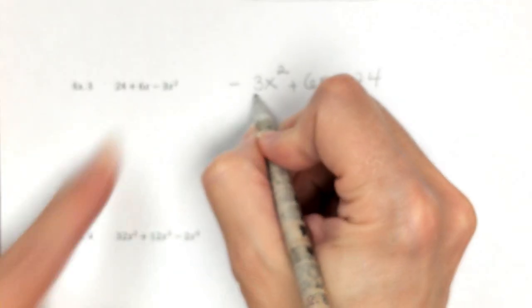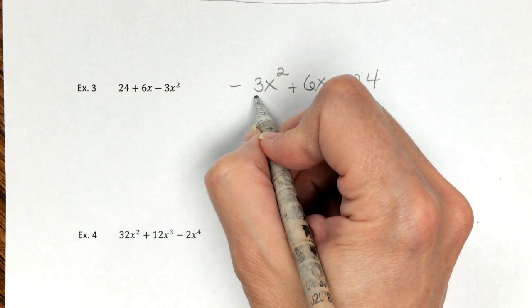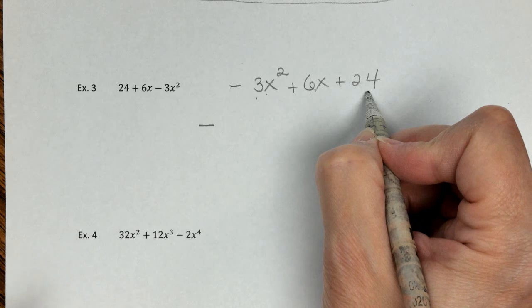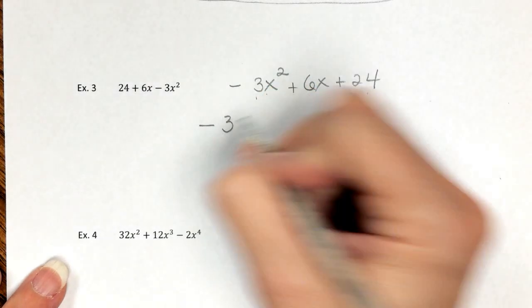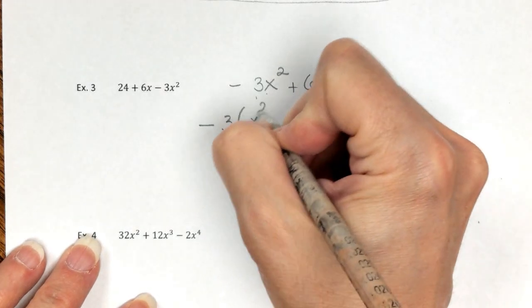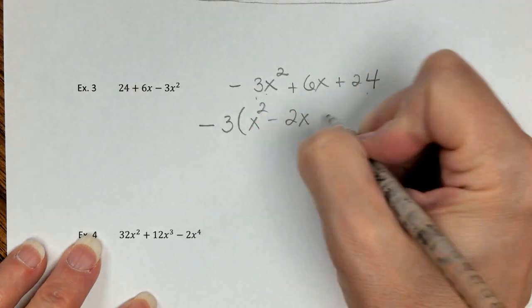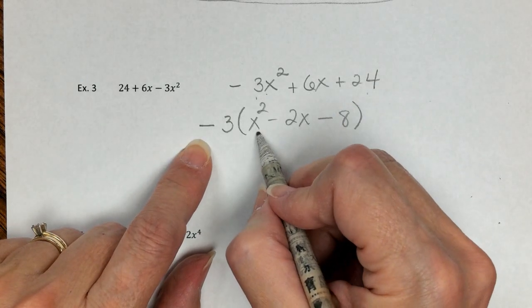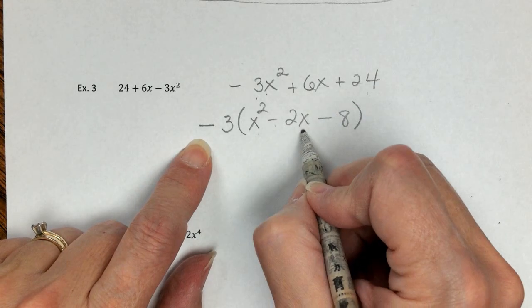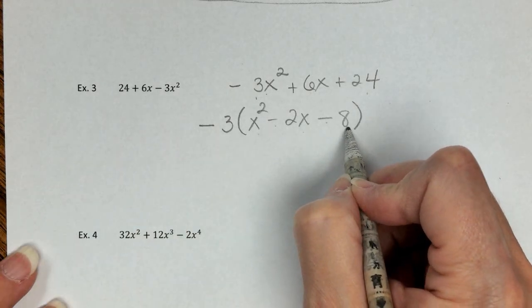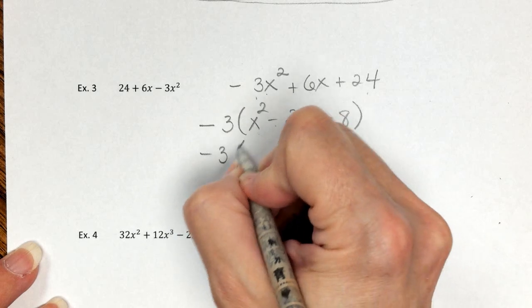Okay, we can't have the lead coefficient negative, so we're going to take a negative out. But also, 3, 6, and 24, there's a GCF. So we're actually factoring a negative 3 out of this one. Okay, make sure we have it right. Negative 3x squared plus 6x plus 24. Okay, so there's our negative 3.